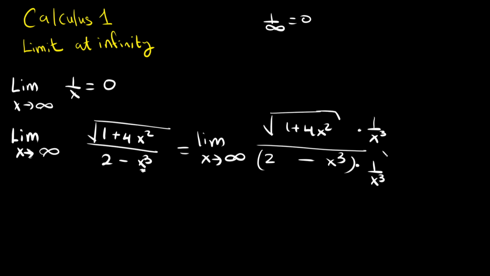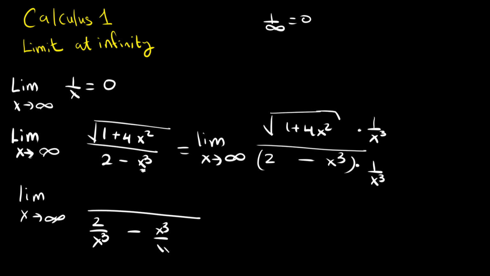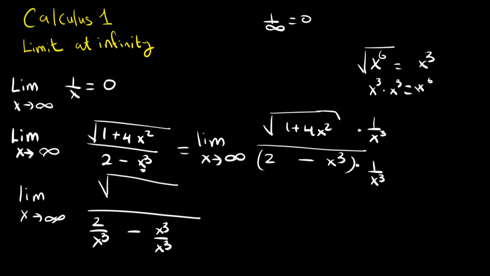We are going to start with the denominator as it's easiest to simplify. What we're going to get is 2 over x to the power of 3 minus x to the power of 3. In my numerator, I want to plug my x to the power of 3 into my root. A simple fact here: square root of x to the power of 6 gives me x to the power of 3, because x to the power of 3 times x to the power of 3 gives me x to the power of 6. I hope it's not too confusing for you guys.